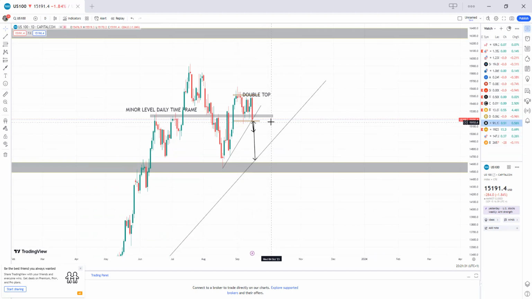So price needs to break out from that neckline with a daily candle close. A daily candle close will give me more confidence to go into this trade. I'll be very, very confident enough to go into this trade. But I'll be taking my profits at that trend line or that support level over there.